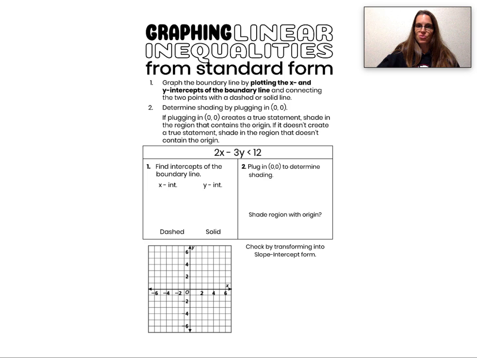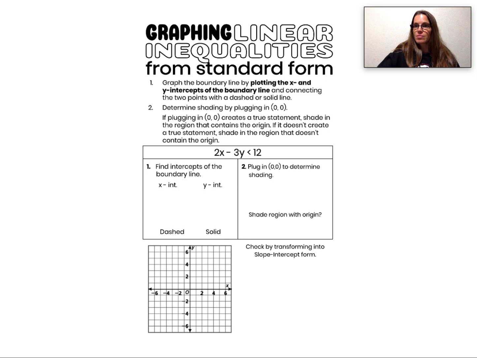Let's go ahead and graph this linear inequality. 2x minus 3y is less than 12. First, we're graphing the boundary line, either dashed or solid. We need to do that by finding the intercepts of that equation. So the equation 2x minus 3y equals 12 gives us the boundary line.